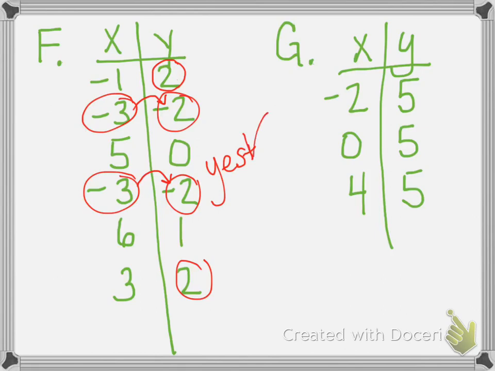All right. On G, we have nothing that looks like repeating, so that looks good. But I notice that I have lots of y's that are repeating. Is that okay? Yes, it's okay. This is a function. So it is okay to have your y's repeating. You just cannot have your x's repeating.